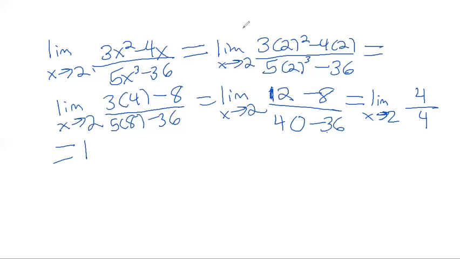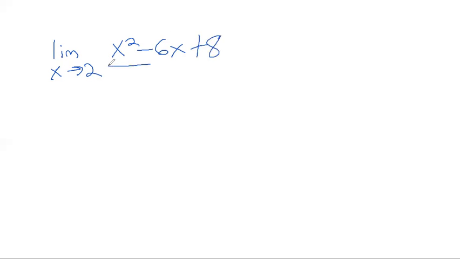And the last example we're going to go through is, now I'm taking the limit as x approaches 2 for the function x squared minus 6x plus 8, all divided by x squared minus 4.